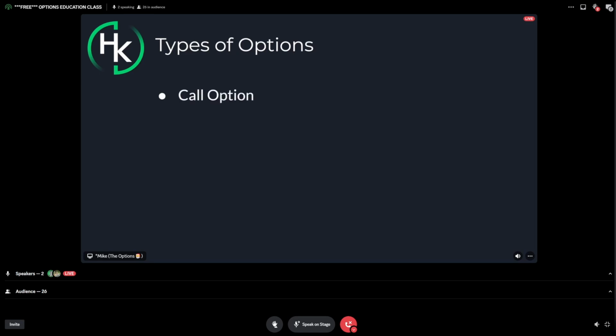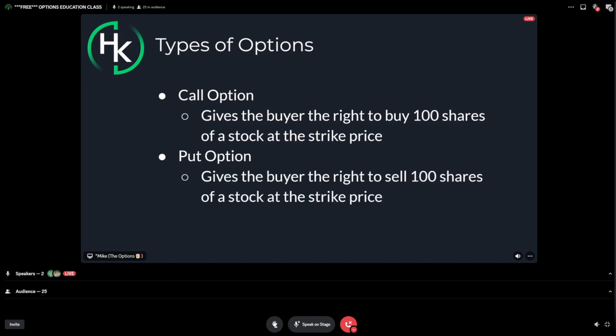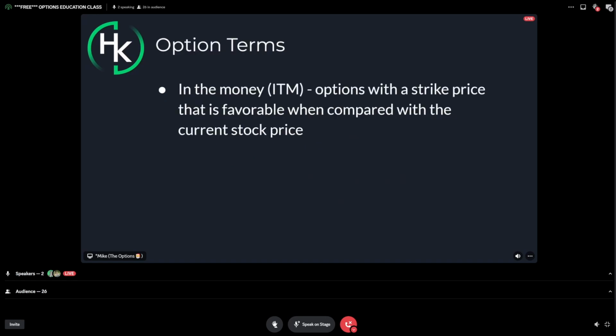First one is a call option. A call option will give the buyer the right to buy 100 shares of stock at the strike price. So it's a bullish trade. Put options are the opposite. They give the buyer the right to sell or short 100 shares of stock at the strike price. So that is a bearish trade when you buy a put option.